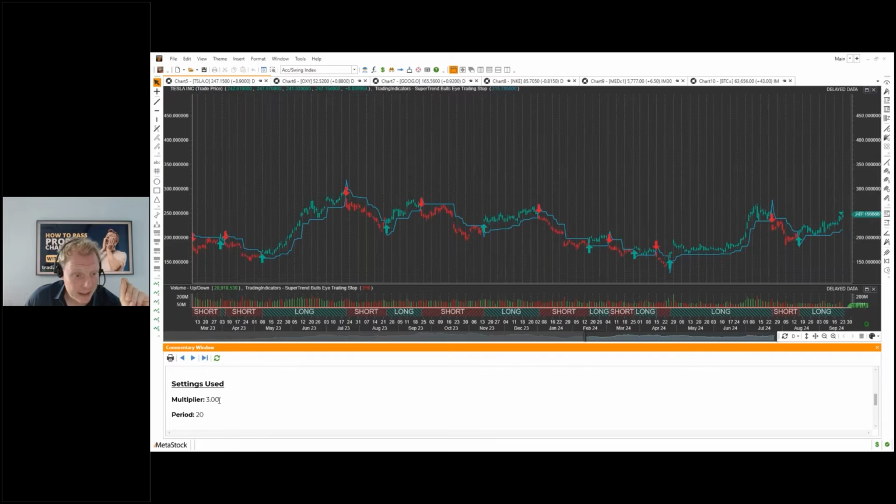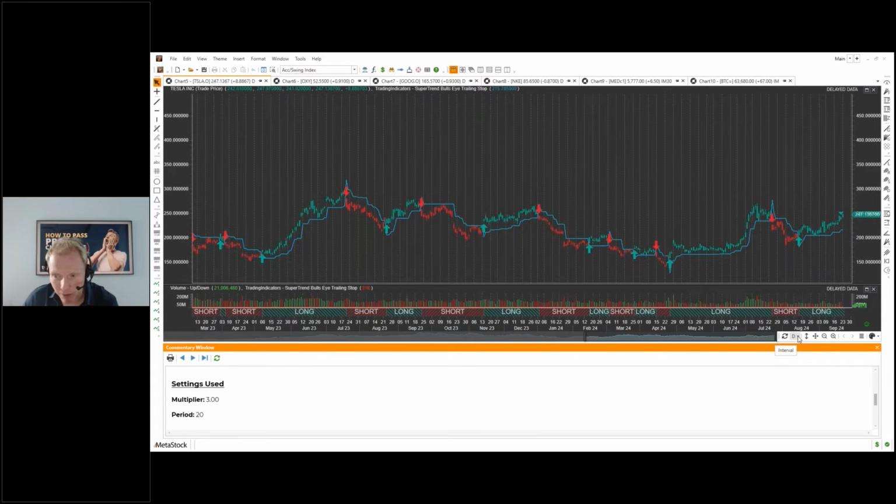We can see here for this one, for Tesla on the daily time frame, a multiplier setting of 3 and an ATR period setting of 20 is optimal. But this is particular to Tesla and to this time frame. What happens if I change time frame? Let me just give you a quick example.